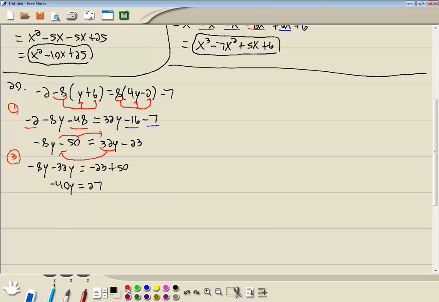Okay, step 4. Divide both sides by the number in front of your y. The number in front of your y is a negative 40. So we'll divide both sides by negative 40. And we get y is equal to negative 27 over 40. And that's our answer.